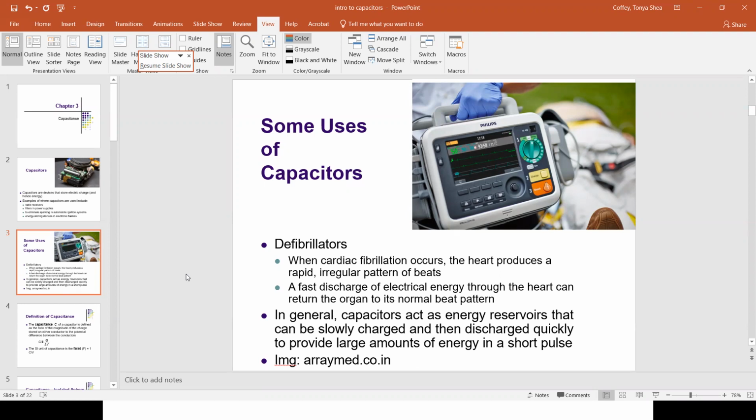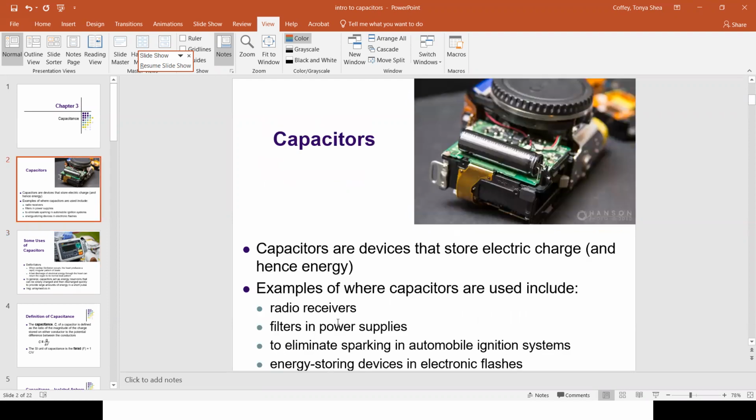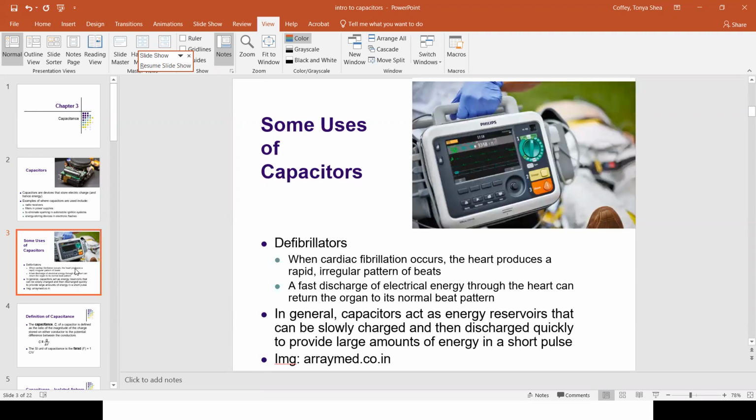Now, in general, capacitors can act as energy reservoirs, and those energy reservoirs can be charged and then discharged quickly if needed to provide large amounts of energy in a short pulse. But if you're using them in filters and power supplies, for example one of those universal power supplies, when you lose power in your home and you need the power to run for a brief amount of time so that you can shut down your computer or whatever else you're doing, then depending on the load that you hooked up, they can be used to power it for a decent length of time.